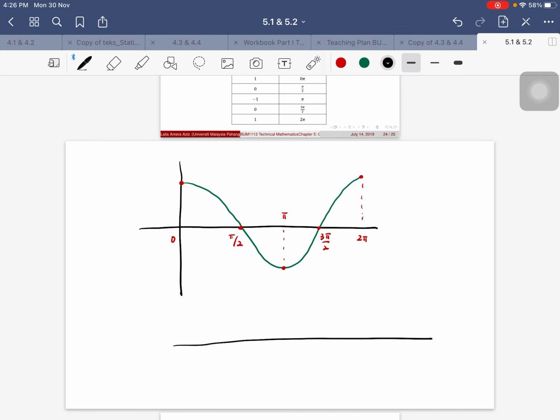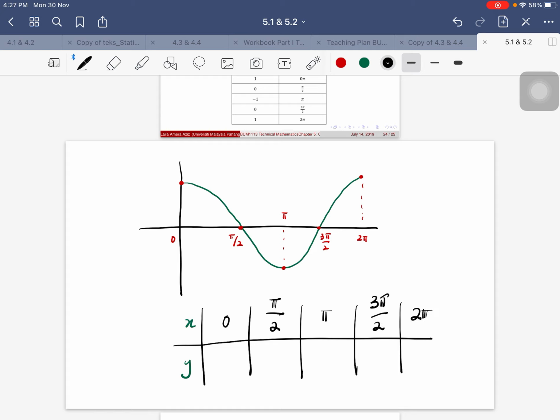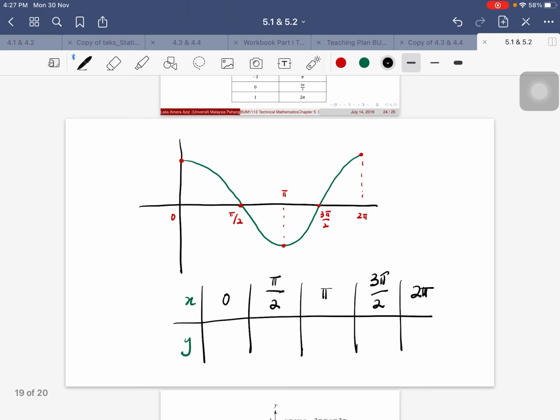So what are the important values that you have to capture? Let's say this is going to be your x and y, or it could also be x and f of x. It doesn't matter, those are actually the same thing. 1, 2, 3, 4, and 5. So I have 0, pi over 2, and this is pi. This is going to be my 3 pi over 2, and the last one is going to equal 2 pi.